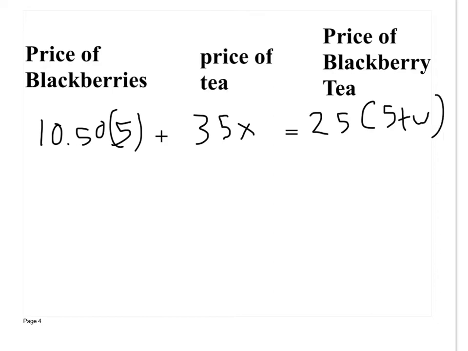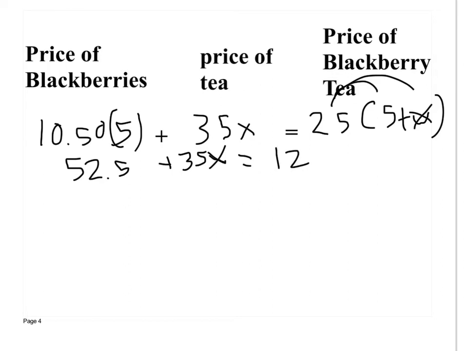Then what we can do is just solve the equation. So I do 10.50 times 5, which is 52.50. My 35x stays. I distribute my 25 out. I don't know why I put W, it's supposed to be x, sorry. So 25 times 5 is 125, and 25 times x is 25x. Everybody with me so far?